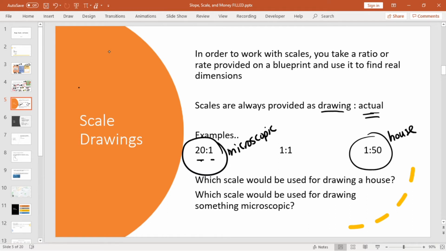Maybe the crapping one. And then this one is when you draw something actual size, right? 1 unit on my drawing is equivalent to 1 unit in real life.